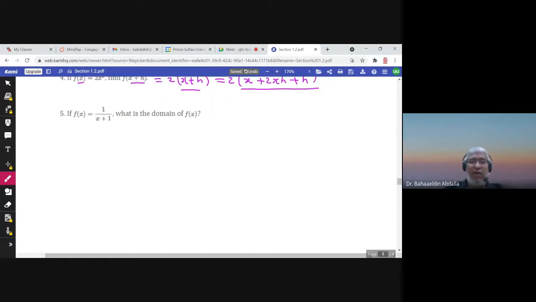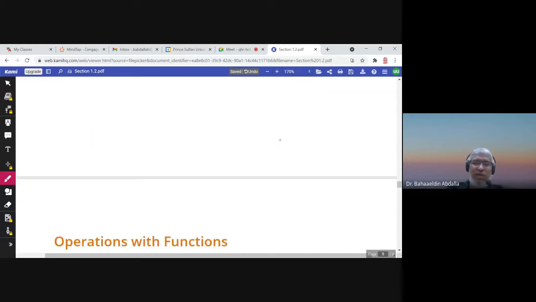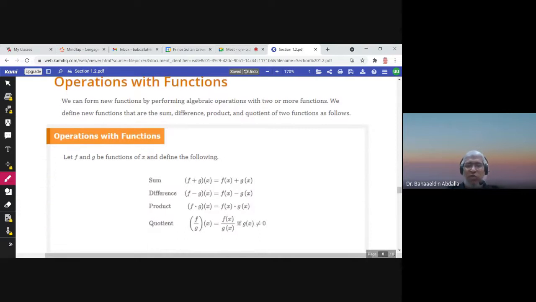This is f of x. What is the domain of f of x? We have a denominator, so the domain would be all real numbers except the number that makes the denominator 0, which is negative 1. So this is the domain, or we can write it from negative infinity to negative 1 union from negative 1 to infinity.